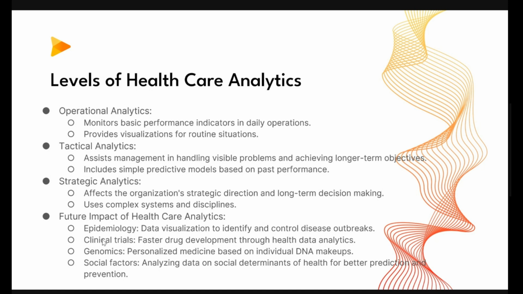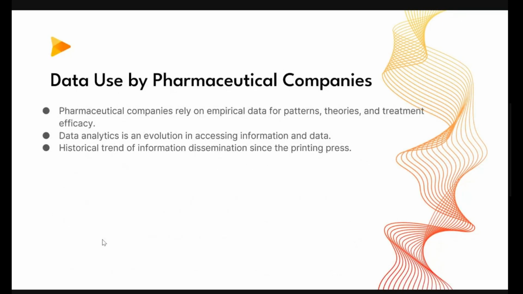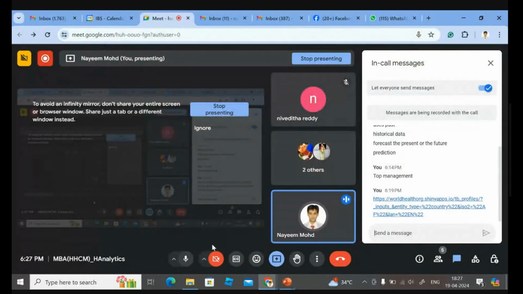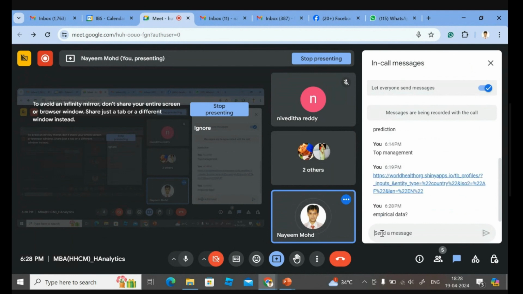Then there are also social factors. The social factors like analyzing the data on social determinants, especially your income group, education, awareness, where do you live, what kind of food that you eat. All these things are going to contribute a lot. So data is used by a lot of pharmaceutical companies. We know that pharmaceutical companies rely on empirical data. What is empirical data? What do you mean by empirical? Anybody?